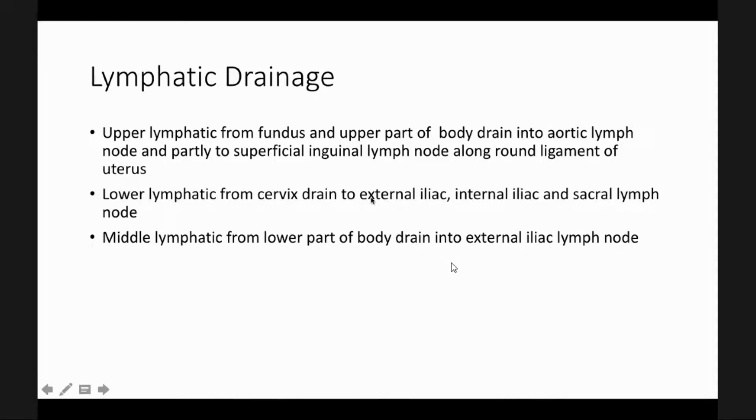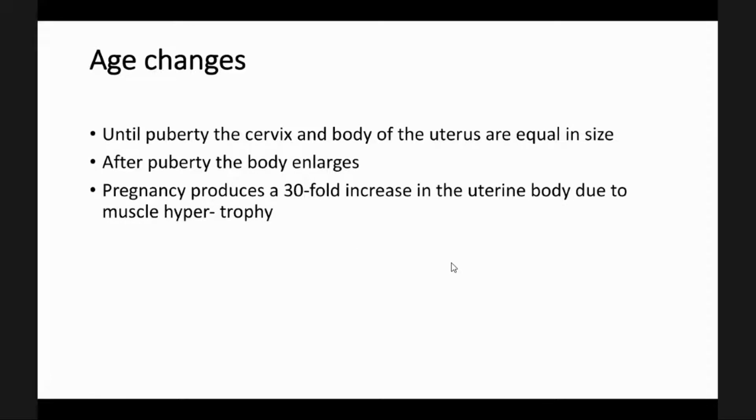Lower lymphatics from the cervix drain into external iliac, internal iliac, and sacral lymph nodes. Middle lymphatics from the lower part of the body drain into the external iliac lymph nodes. So please study the lymphatic drainage as well. Now, next is the age changes. I'll just give you some points. Please study yourself properly. Age changes. Until puberty, the cervix and body are almost equal in size, but after puberty, the body enlarges, and during pregnancy, it increases up to 30-fold. Okay.